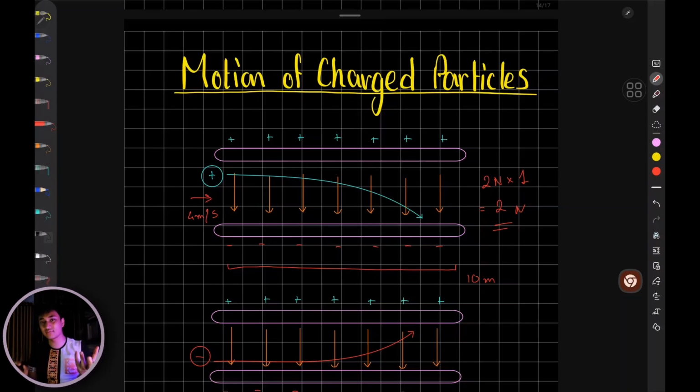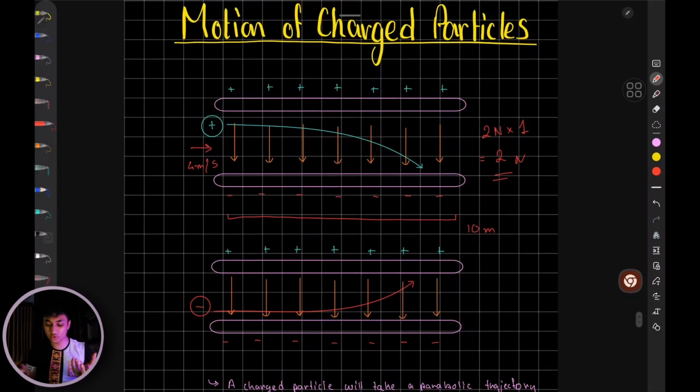That is under the influence of magnetic fields, and that is going to give the shape of an arc, which is part of a circle. So in that case, remember, the trajectory of the charge is an arc, not a parabola. In the case of electric fields, due to the constant force in the same direction, it's a parabola.